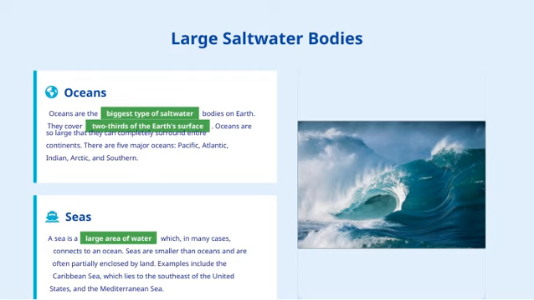Now, in addition to oceans, we have seas. Seas are also large areas of water, but they are generally smaller than oceans. They often connect to an ocean, and many are partially enclosed by land, which makes them a bit different. For example, the Caribbean Sea lies to the southeast of the United States, and the Mediterranean Sea is nestled between Europe, Africa, and Asia. These smaller bodies of water play essential roles in climate, trade, and ecosystems, connecting us to the larger ocean systems. Understanding these distinctions helps us see how water shapes our planet and impacts our daily lives.